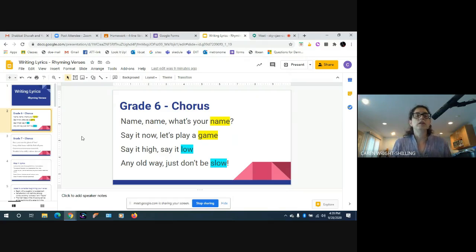And you might be wondering why I have colors on some of the words. Because the words that are the same color, they rhyme. Name, game, low, slow. And I will get more into that later.